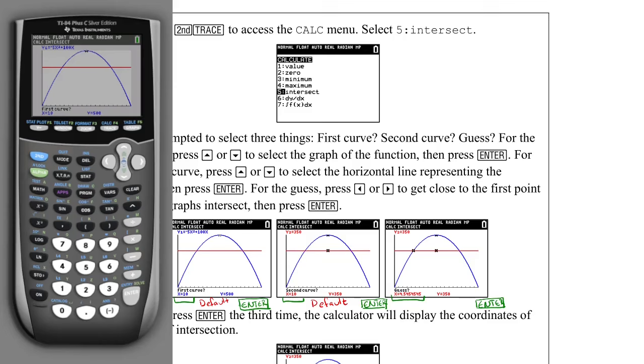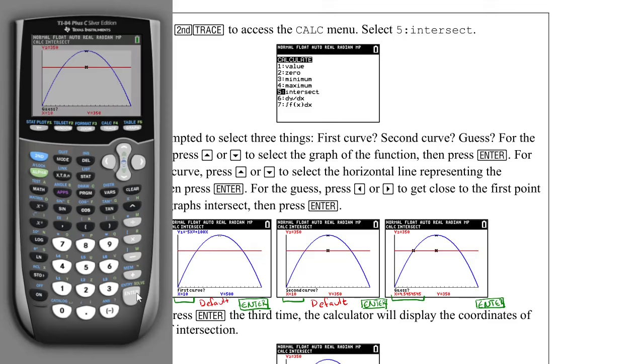You can just hit enter. The first prompt says first curve. You can see it right here on the calculator screen. So that tells us the first function we're going to use. The default is y1. If you just have 2 equations entered, you can just take the default. Don't have to change anything, just hit enter. Second curve defaults to y2. Again, don't have to change anything, just hit enter.